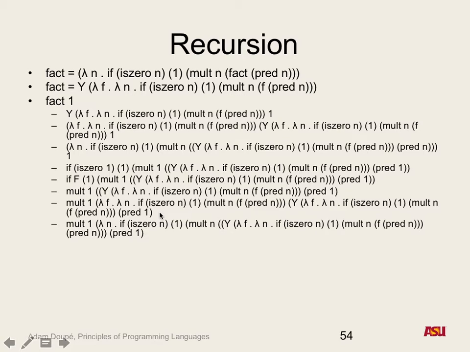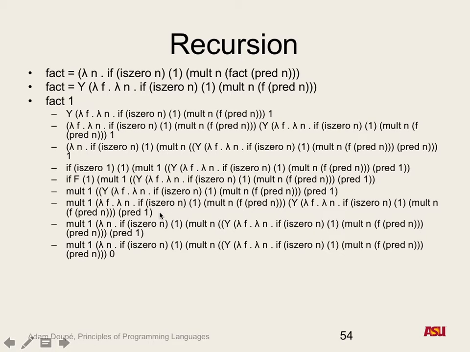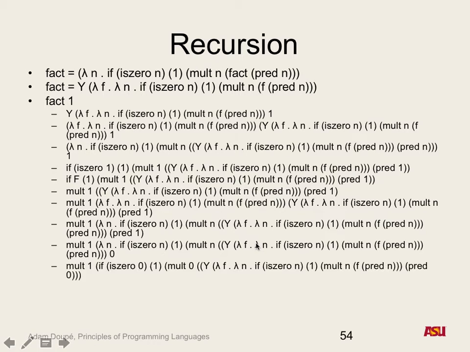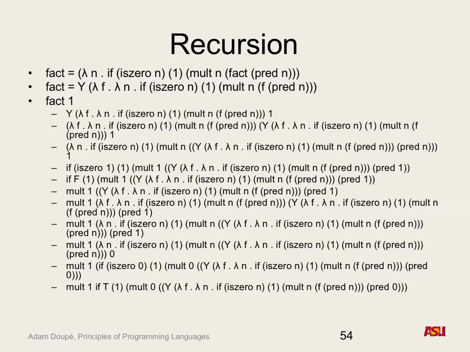And now we can reduce, the predecessor of 1 is 0. Now inside here we're going to replace n with 0. So we say if is 0, 0 return 1, otherwise multiply this by this. And so is 0, 0 will return true. And so of these two branches, of these two choices, we're going to return 1, because that's the way we've defined true. It will always return the true branch. And so we multiply 1 by 1, and we get 1.